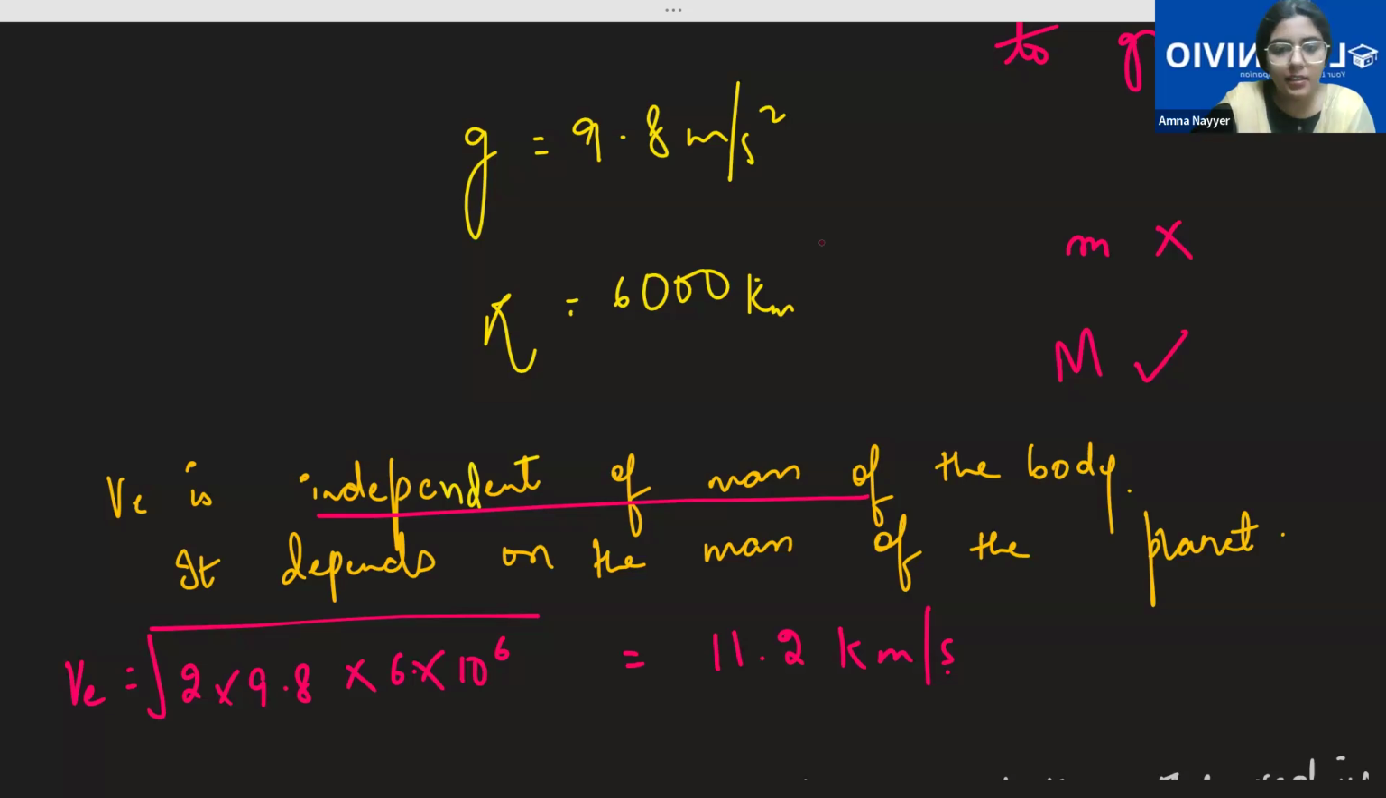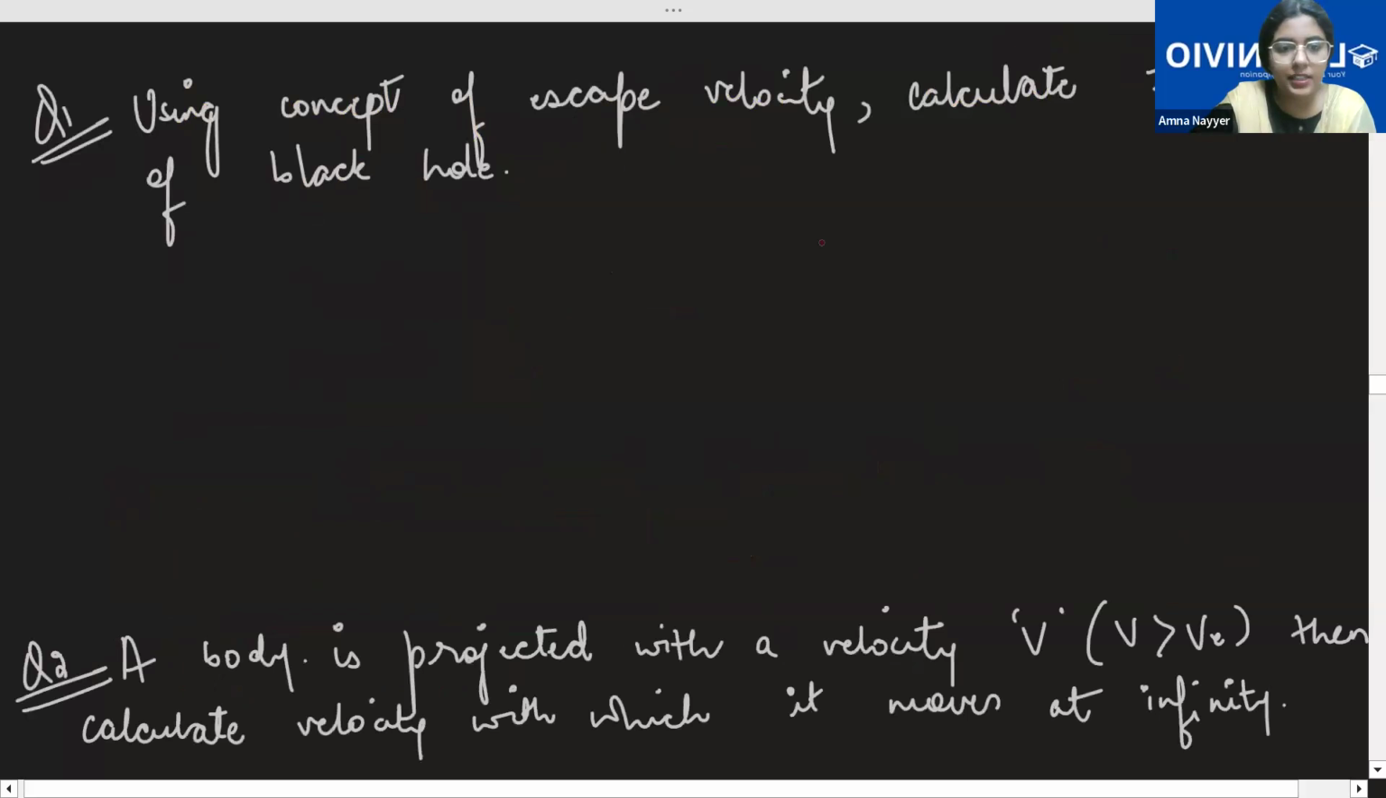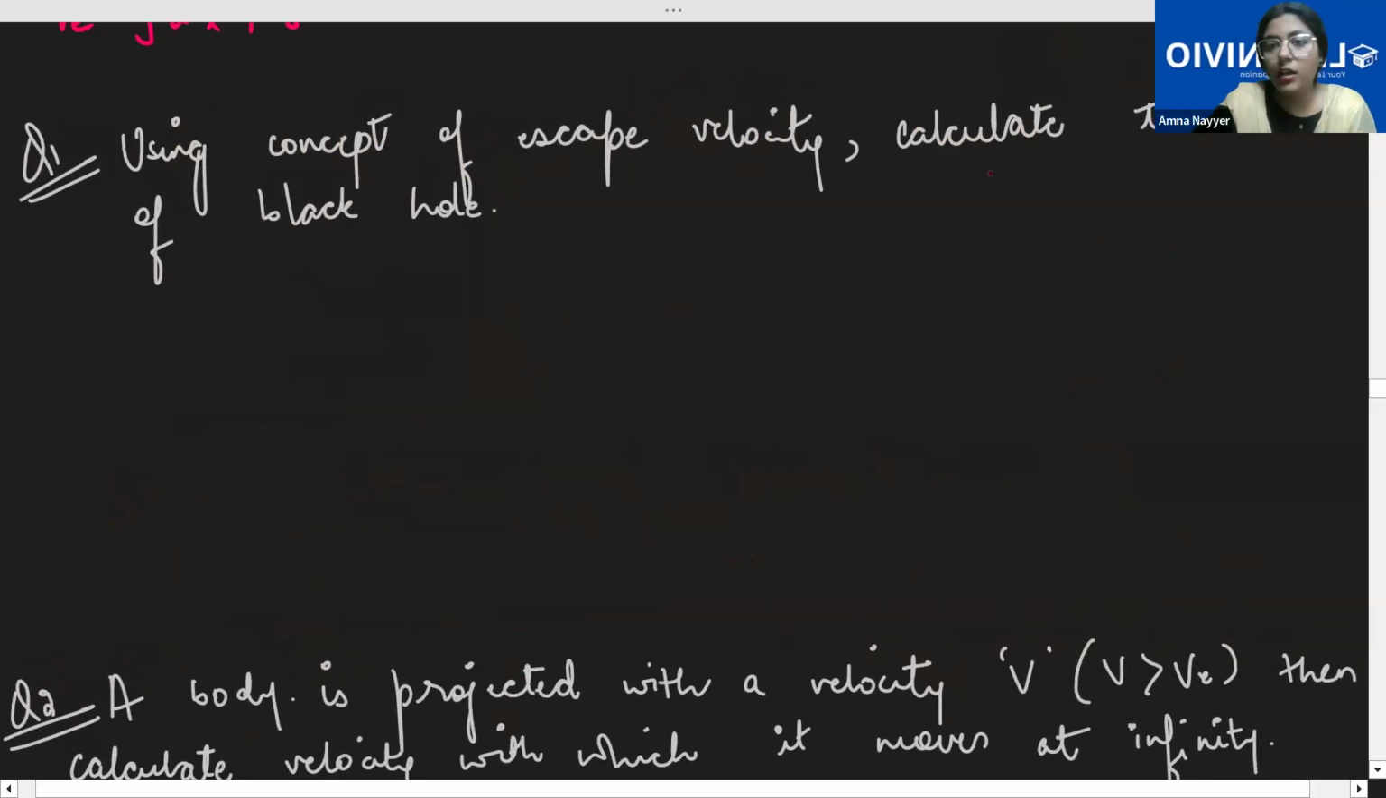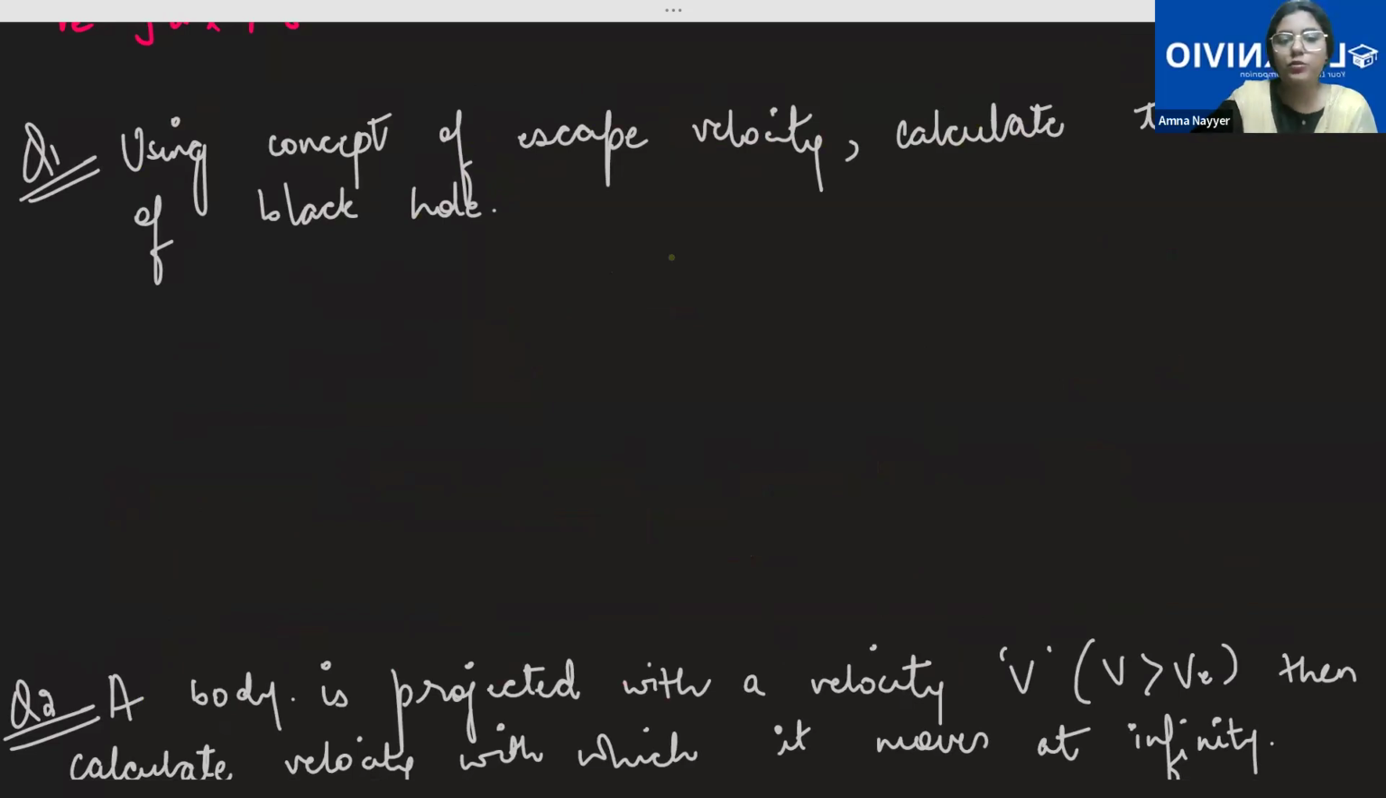Let's see a question based on this. This is using the concept of black hole. See how this will be used. The concept of escape velocity means you know the formula of it. So V is equal to under root 2GM by r.